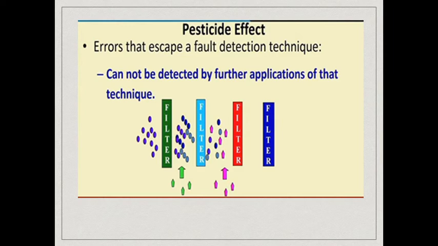So we need to apply a different type of testing technique, and we catch some of the faults, and then apply another testing technique. So the bugs which escape a testing technique will yield very little result on further application of that same technique. That is the reason why in software development organizations, several types of testing techniques are used, one after the other. This is called the pesticide effect.